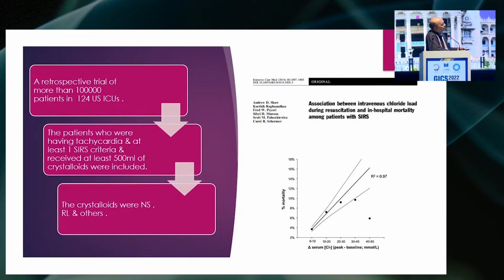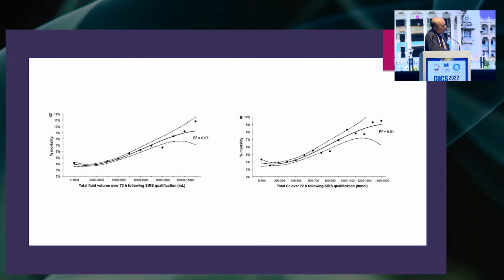This is a retrospective database of 100,000 US critical care patients from 124 ICUs. Patients who had tachycardia and at least one SIRS criterion, that is how they picked them, so these are septic patients, and who received at least 500 ml of crystalloids were included. The crystalloids were either normal saline or, as I've told you, clubbed balanced solutions. Here they showed the delta chloride, the initial chloride compared to the chloride at the end of the study period.